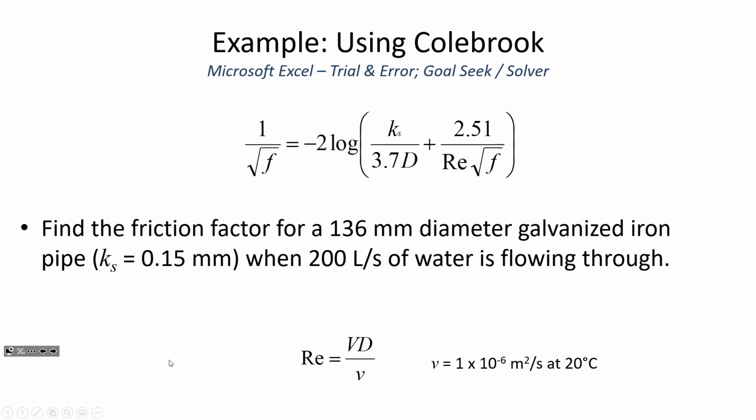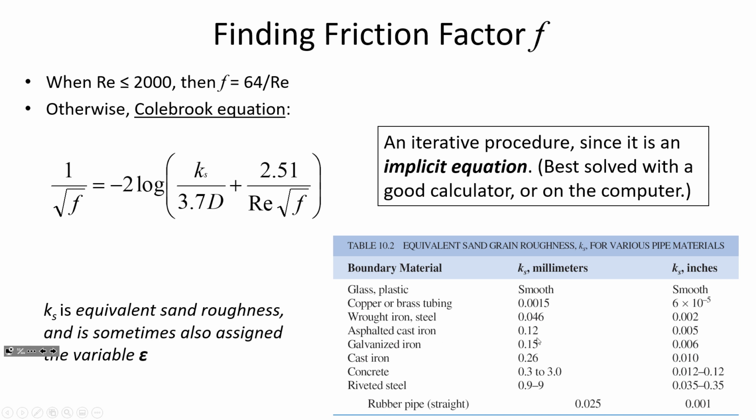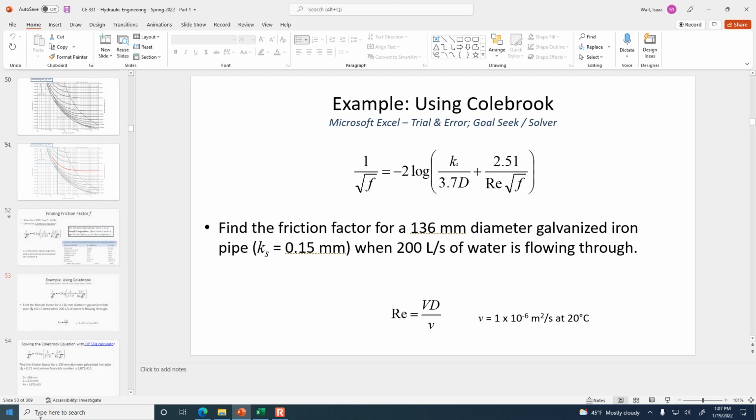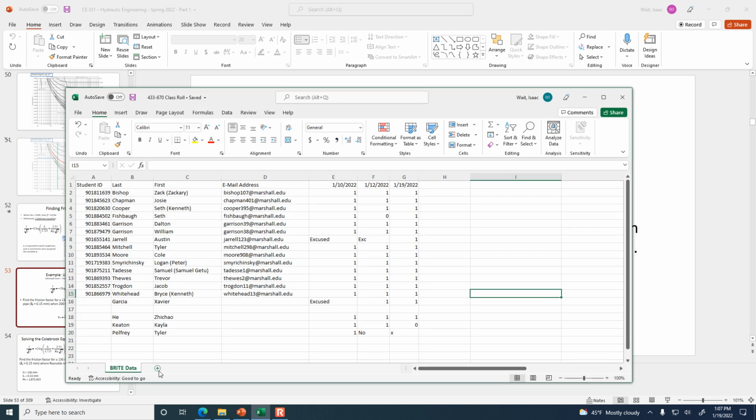So just to show you what the Colebrook equation looks like and how you could solve it with Excel, let's take a look at this example. If we had a pipe that's 136 millimeter diameter, and it's galvanized iron pipe, we could look up out of the table for galvanized iron. See here, galvanized iron, 0.15 millimeters is the K sub S. And when the 200 liters per second is flowing through that pipe, then we want to use the Colebrook equation to determine what is the friction factor for that pipe. So the first thing I'm going to do is calculate the Reynolds number, because that's one of the things that's going to go into our formula. And so I might as well just do this whole thing on Excel, since we're going to be using Excel. All right.